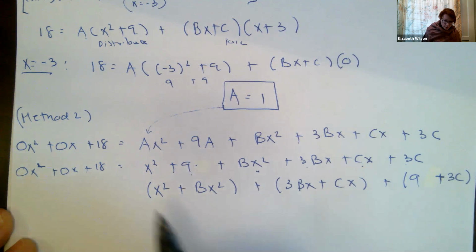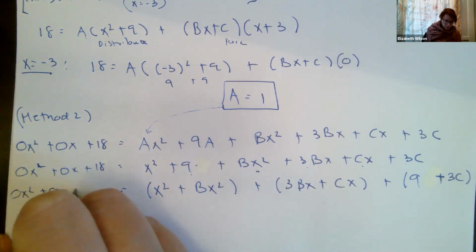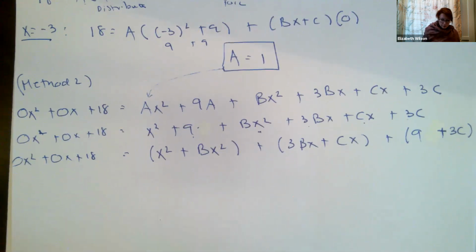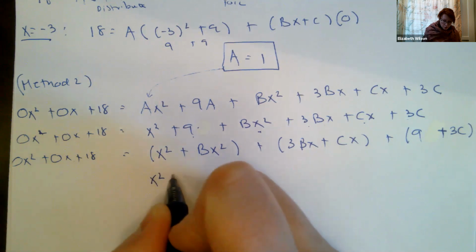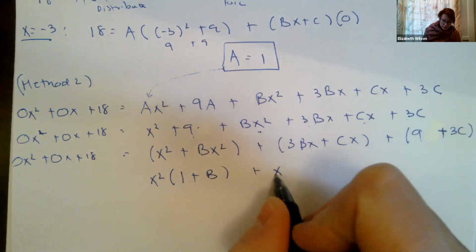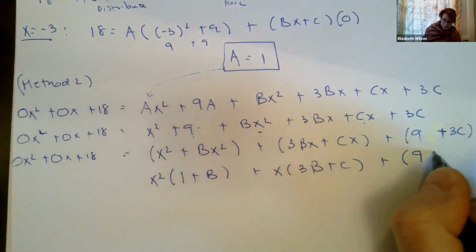Okay, so now I've got these things here. So 0x squared plus 0x plus 18. Now what I'm going to do is factor out my x squared. So I've got x squared times 1 plus b. I'm going to factor out my x, so I have 3b plus c. And then I'm going to leave all my constant terms.